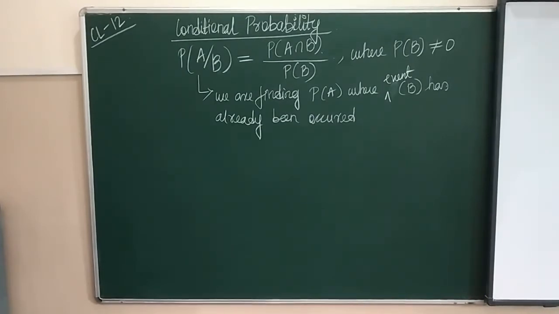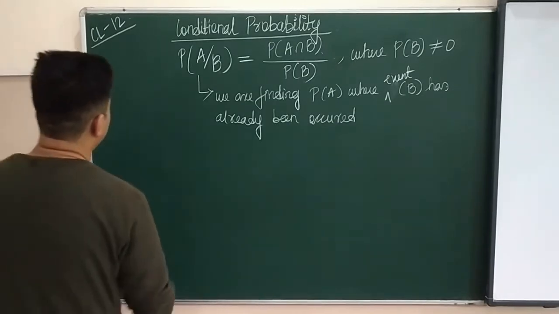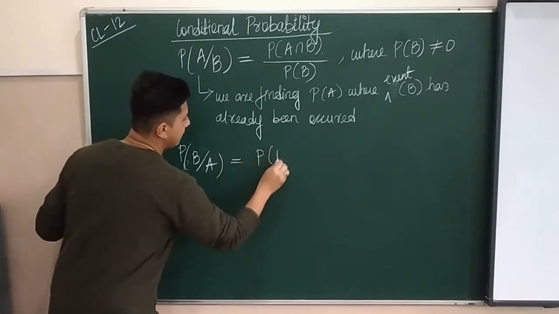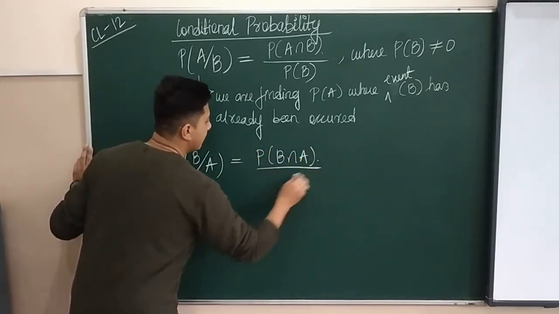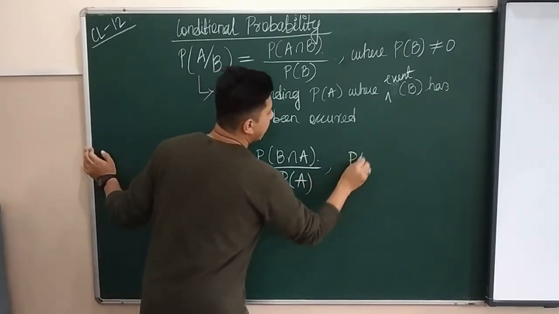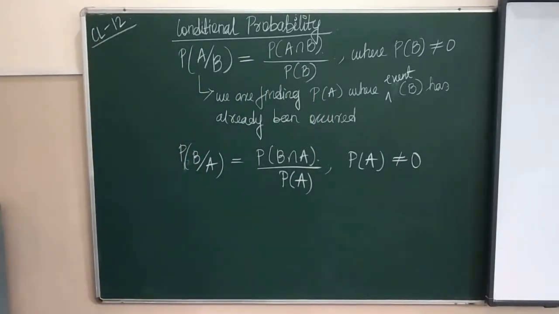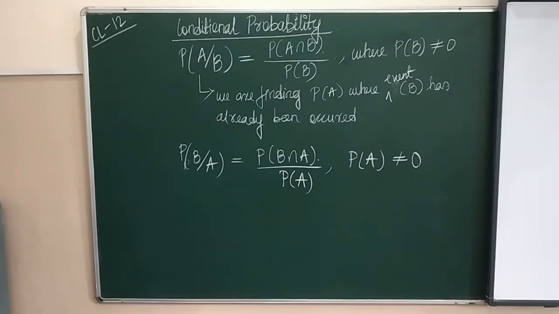Now the same goes for the formula for probability of B/A. Probability of B/A will be probability of B intersection A divided by probability of A, where P(A) is not equal to 0. This is the conditional probability of B/A, or B upon A. So the probability of getting B where event A has already occurred is given by probability of B intersection A divided by probability of A, where the denominator is still not equal to 0. So pause the video, note down the formula, and we'll now proceed with the exercise.